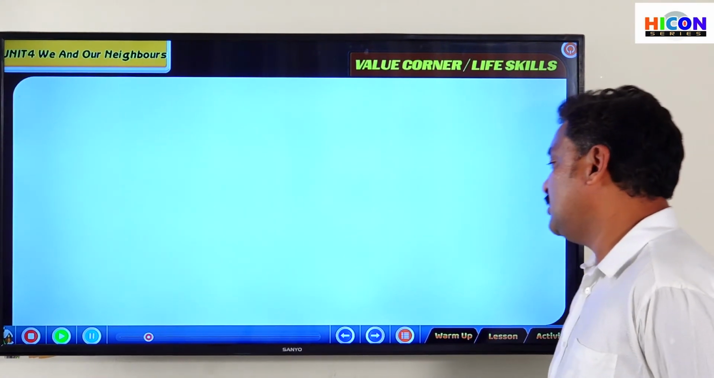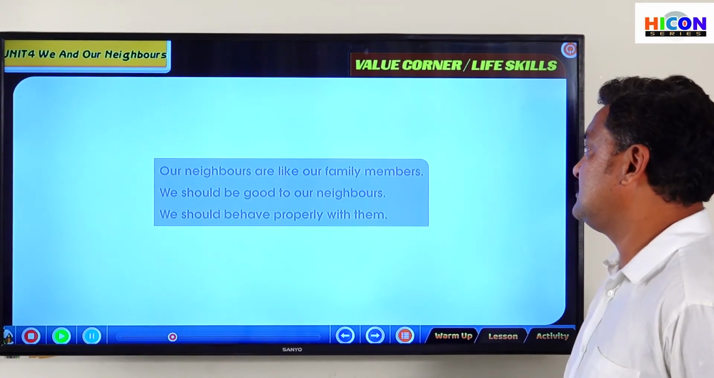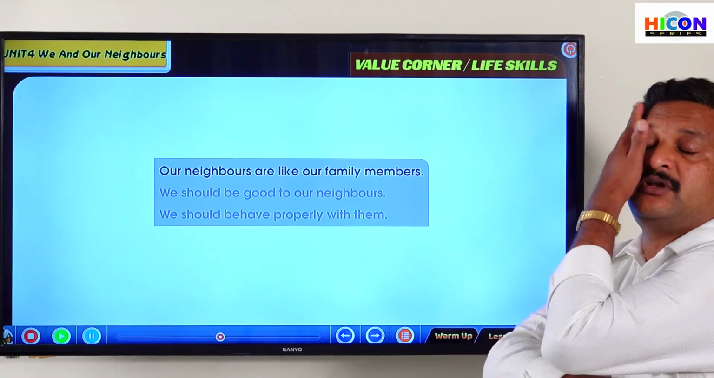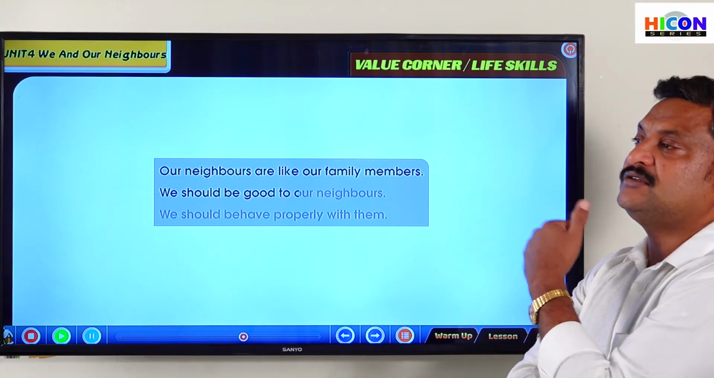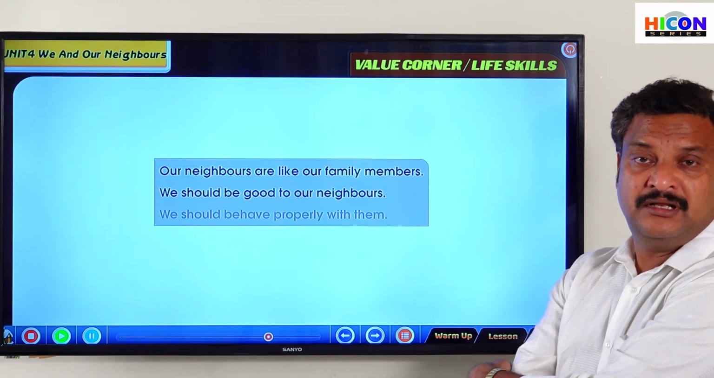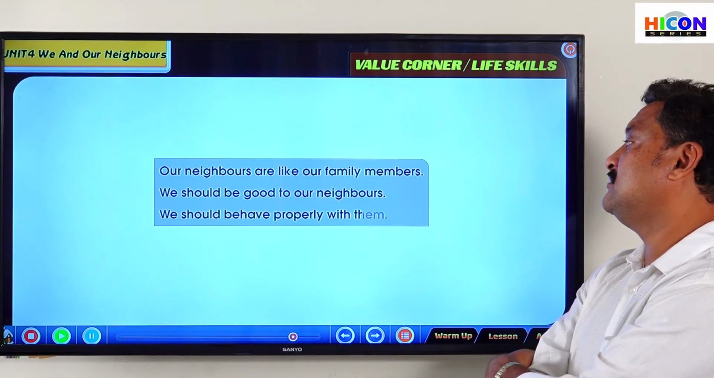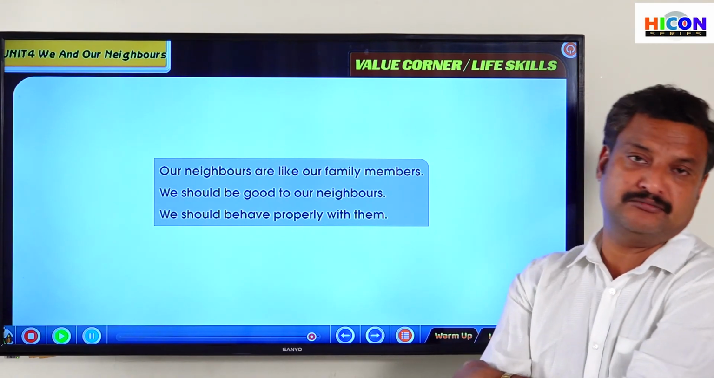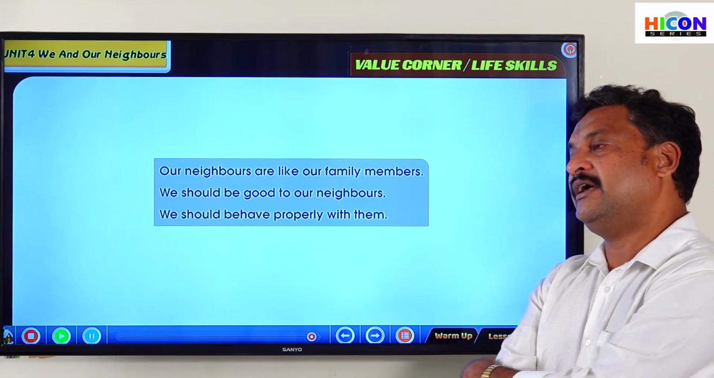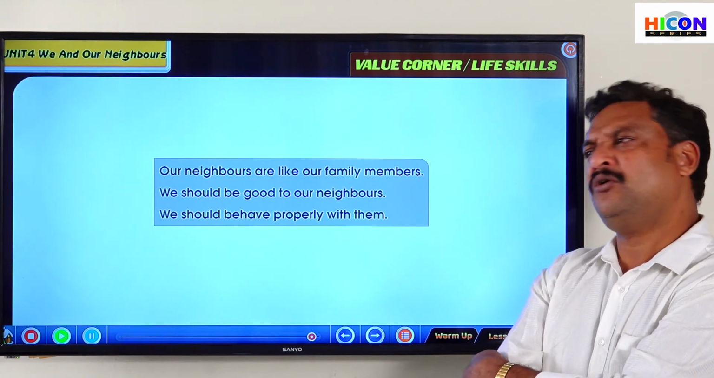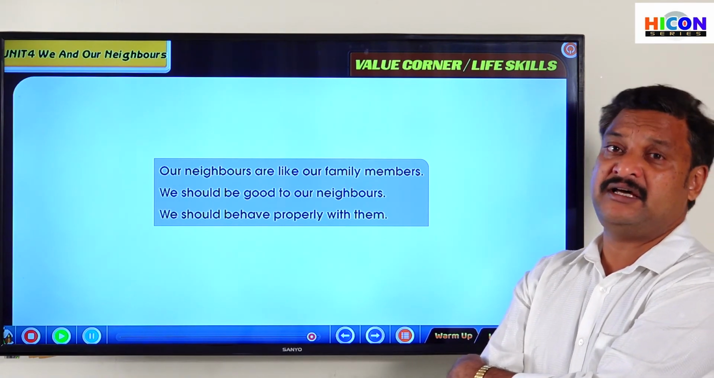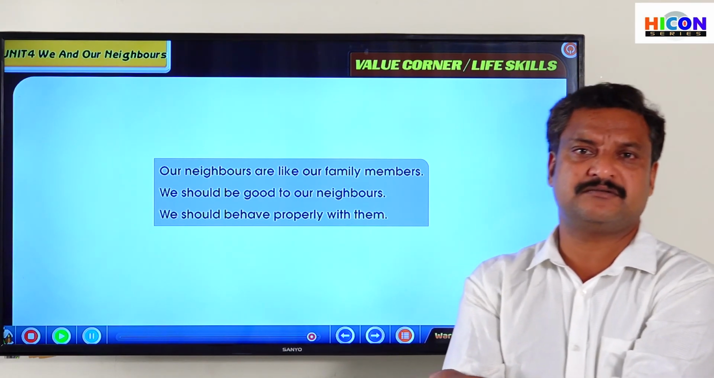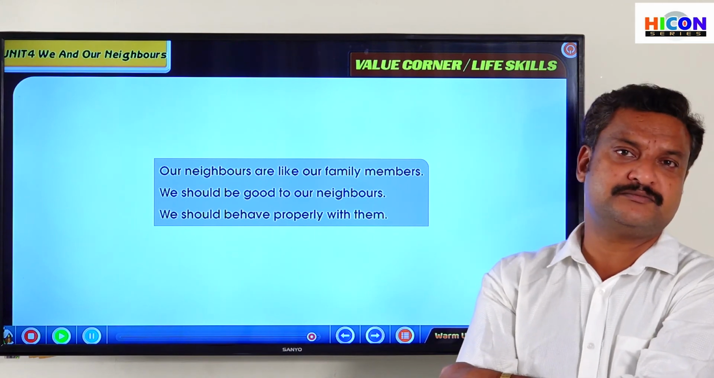It's the value corner on life skills. What have we learned from this particular lesson for our life? What is that? Our neighbors are like our family members. They are not exactly family members, but they are like our family members, because sometimes they may help us, or we may help them also.